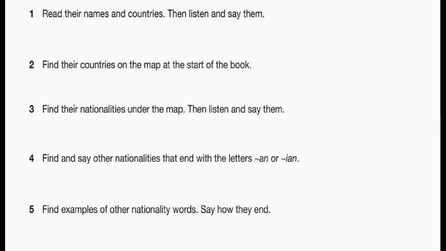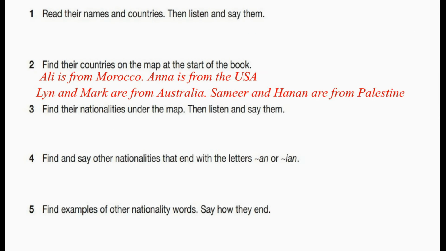Two. Find their countries on the map at the start of the book. Ali is from Morocco. Anna is from the USA. Lynn and Mark are from Australia. Samir and Hanan are from Palestine. Three. Find their nationalities under the map. Then listen and say them. Moroccan, American, Australian, Palestinian.